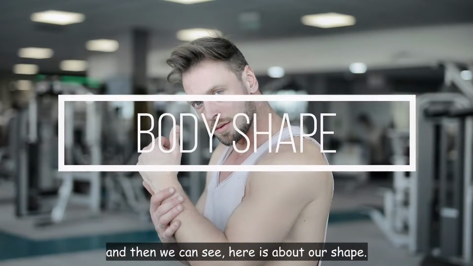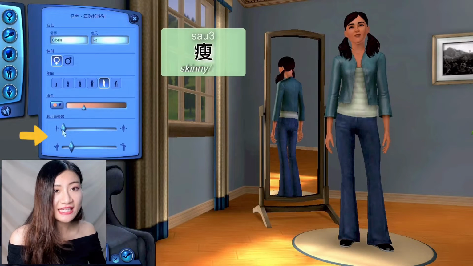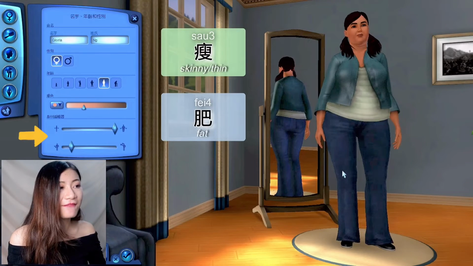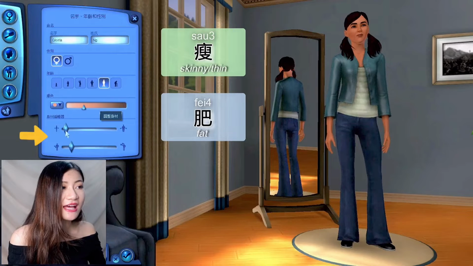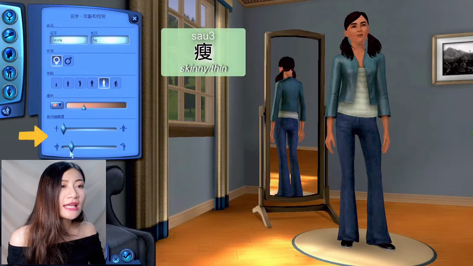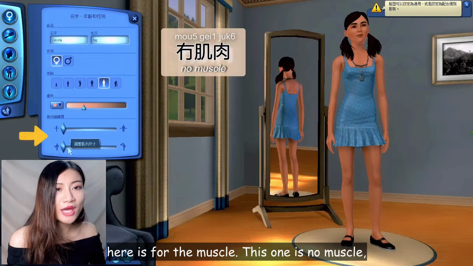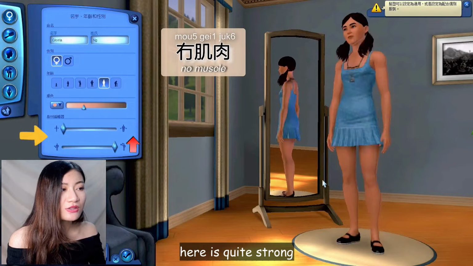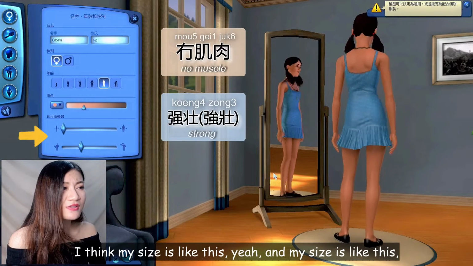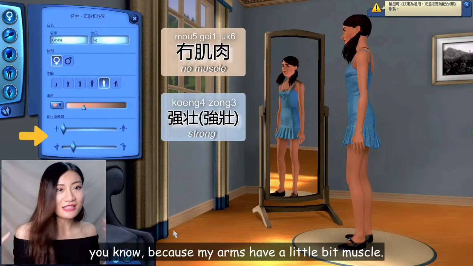And then we can see here is about our shape. For me, you know, I'm quite skinny. So 好瘦, skinny, thin, 瘦. And then for fat, that is 肥. As you can see, I'm quite skinny, so that is 瘦. And then here is for the muscle. This one is no muscle, 冇肌肉. And here that is quite strong, right? 好強壯. I think my size is like this, because my arm has a little bit of muscle on it.